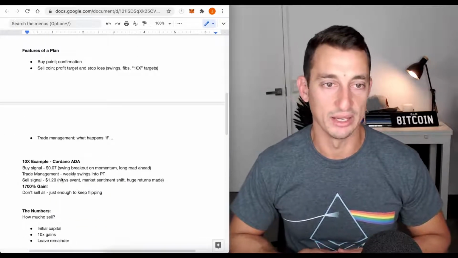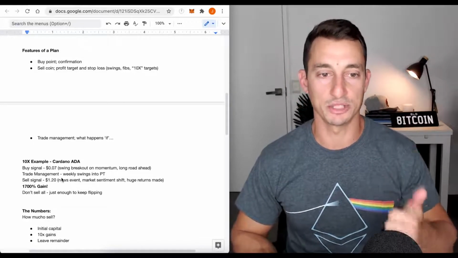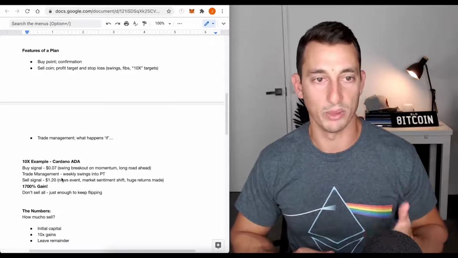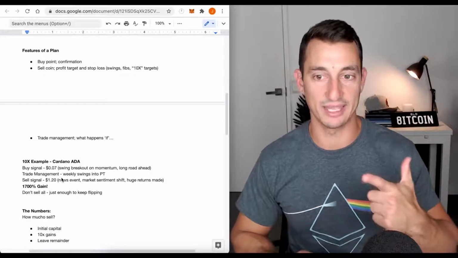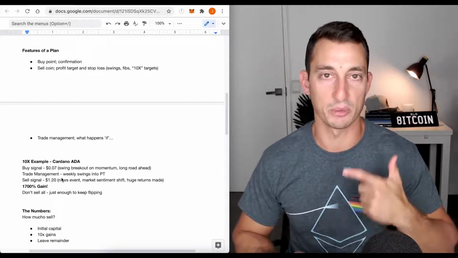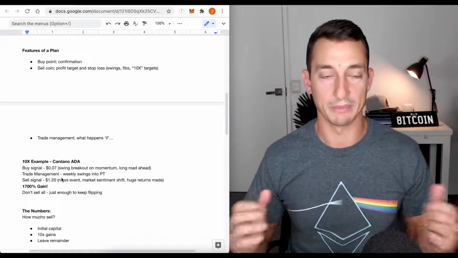Features of a plan. We need a buy point, so we need a confirmation of when to get in, and I'm going to show you an example in a minute, as you can see here with Cardano. A sell point, selling the coin. When are we going to sell this thing? And I get ripped apart when I talk about selling, especially from the primitive mindset people who hold coins because they want to get married to them.